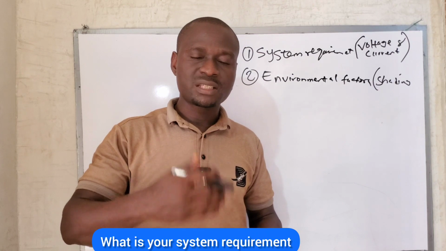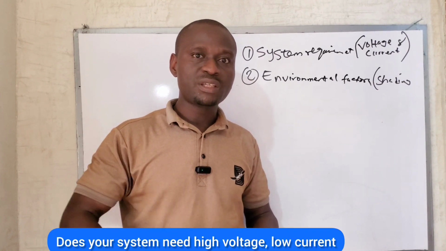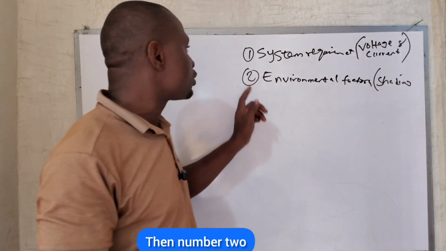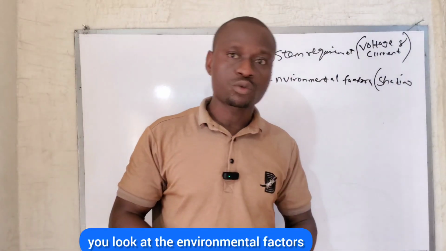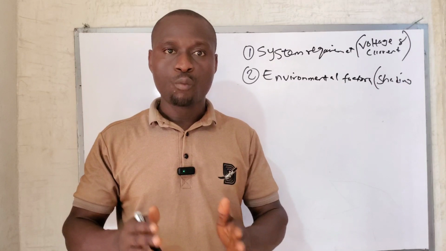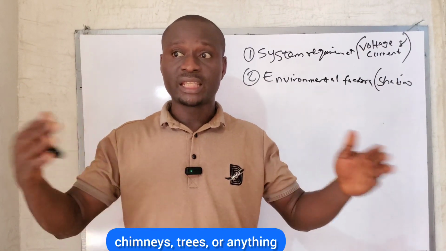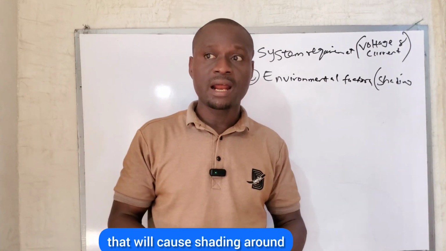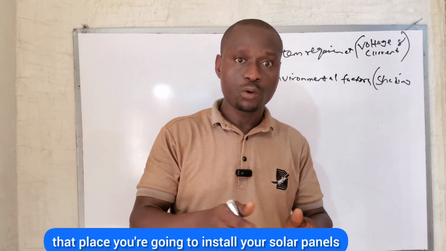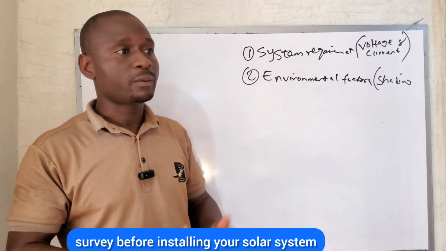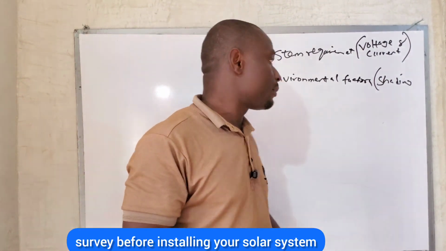What is your system requirement? Does your system need high voltage, low current, or high current, low voltage? Then number two, you look at the environmental factors. Where you're going to install the solar panels, will there be shading? Are there projected buildings, chimneys, trees, or anything that will cause shading around that place you're going to install your solar panels? That is why you need to carry out a site survey before installing your solar system.